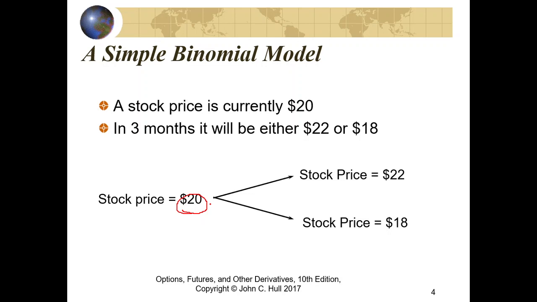And we know after 3 months that the possible prices this stock can take is either it will increase to 22 or it will decrease to 18. No other possible prices are available. No trading will happen in between. So this is the price today. After 3 months, either the price will go up or it will go down. And after that, there will be no trading on the stock. So this is an extremely unrealistic binomial tree. However, it helps us to understand the idea behind the binomial model.